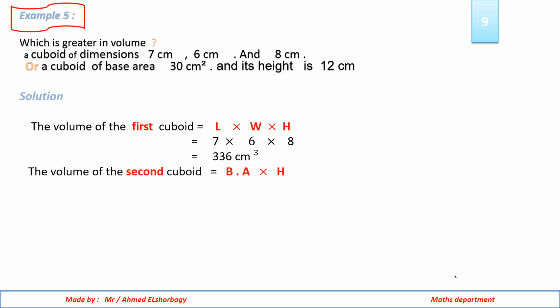The second volume, we have base area and the height. So from the rule, the volume of the second cuboid equals base area times the height. So 30 times 12 equals 360 cubic centimeters. Which is greater in volume? From 1 and 2 we can get which is greater. So volume 2 is more than volume 1. Volume 2 is greater than volume 1.